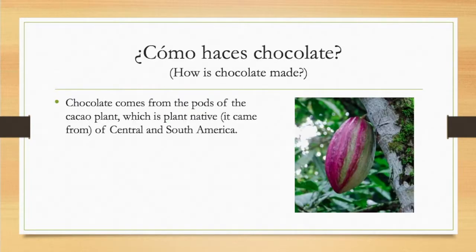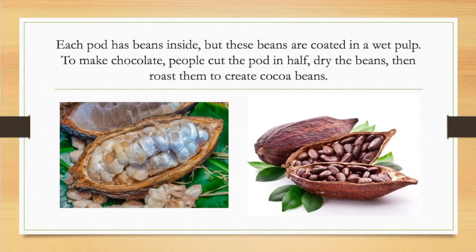¿Cómo haces chocolate? How is chocolate made? Chocolate comes from the pods of the cacao plant, which is a plant native, meaning it originally came from Central and South America. The picture on this slide shows one of the pods that I'm talking about. Notice the size of the pod and the colors that it is. Each pod has beans inside, but these beans are coated in a wet pulp.